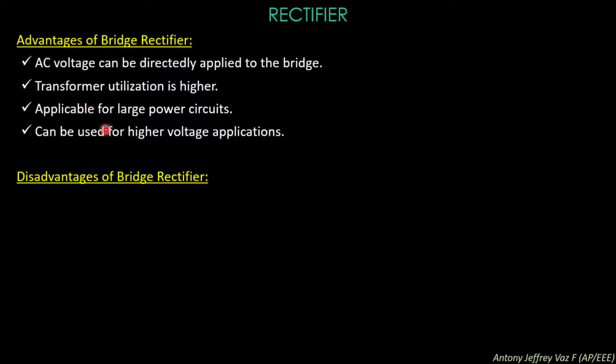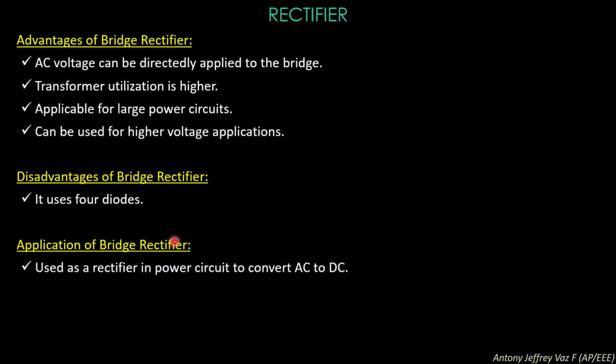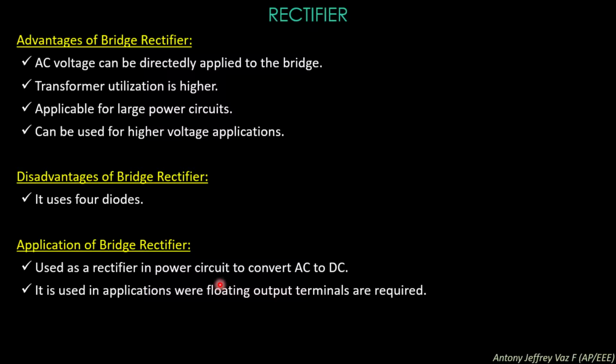So these are all the advantages of bridge rectifiers, and the disadvantage of bridge rectifiers is that it uses 4 diodes. So you need to purchase 4 diodes. This is the only disadvantage of bridge rectifier. And the application of bridge rectifier is as a rectifier in power circuits to convert AC to DC. It is used in applications where floating output terminals are required.